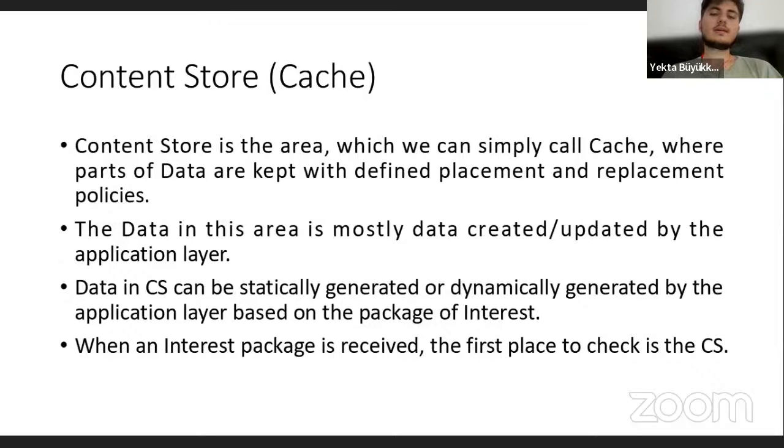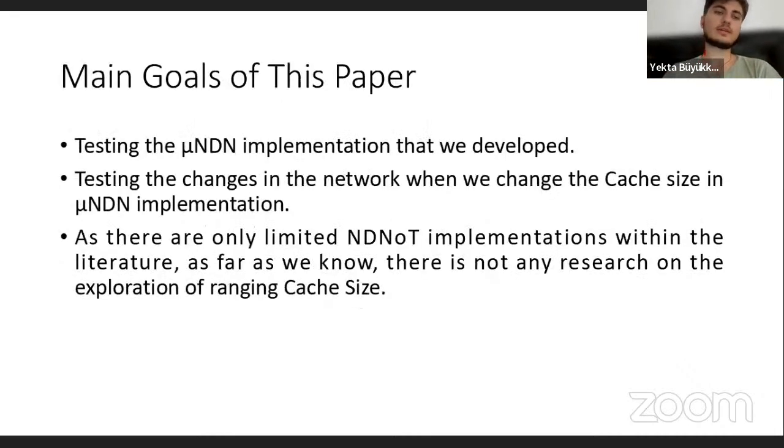The data in this area is mostly data created or updated by the application layer. And data in the content store can be statically generated or dynamically generated by the application layer based on the interest packet. Basically, when an interest packet is received, the first place to check is your content store. If it's there, then it's good, you just return your data from cache. If it's not, you use the PIT and FIB tables. But cache is good because you don't have to go through the entire network if you have it in the first place. So I think it's good.